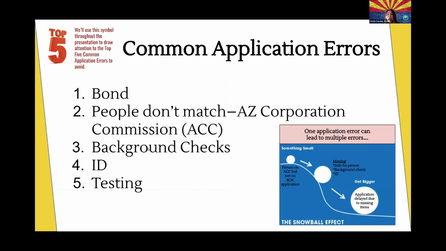So again, common application errors. There are 5 that we have identified that our applicants really get hung up on. So we'll spend a lot of time on these 5 areas. Those include bond, people not matching what's on the Arizona Corporation Commission records, background checks, identification, and testing. So again, we are going to dedicate quite a bit of time to these areas. If you've got questions about these areas, please don't be shy. Go ahead and ask those questions so that your application process is as smooth and as seamless as possible.